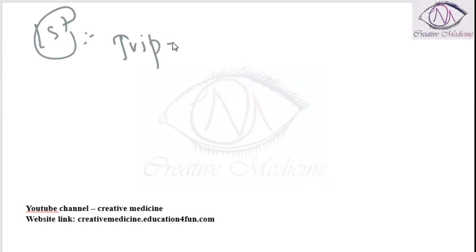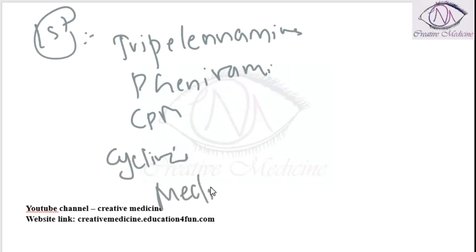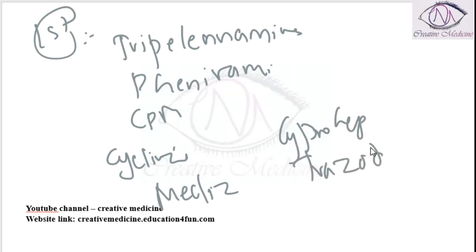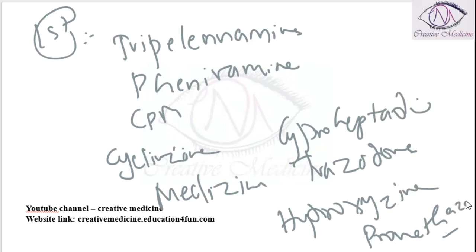Examples of first generation are tripelenamine, pheniramine, CPM, cyclizine, meclizine, cyproheptadine, trazodone, hydroxyzine, and we have promethazine. So first generation are tripelenamine, pheniramine, CPM, cyclizine, meclizine, cyproheptadine, trazodone, hydroxyzine, promethazine.